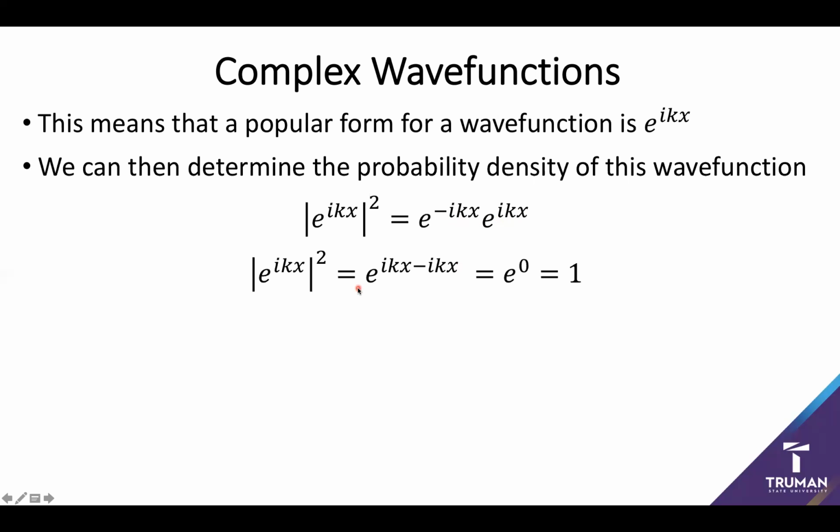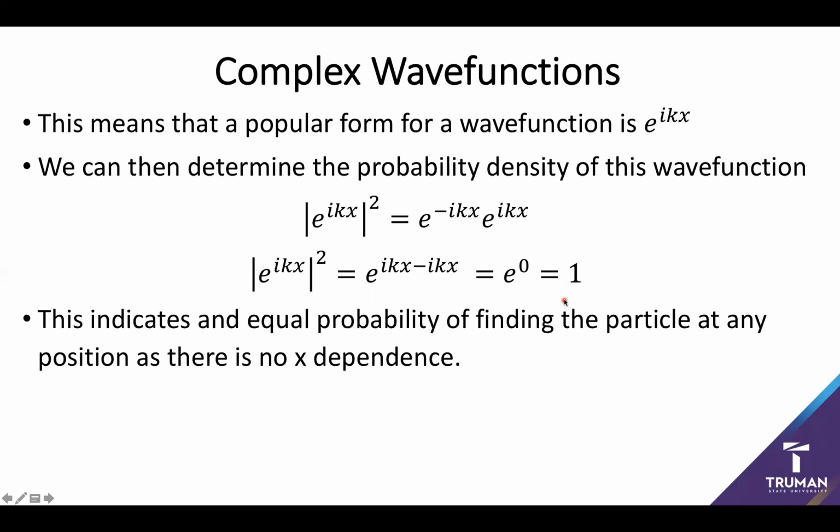So this means that for the probability density, I have an answer of e to the 0, which is the same thing as 1. Now, this seems a little bit weird, but what this really indicates is that the probability of finding a particle at any point in space is the same as finding a particle at any other point in space. Because remember, my probability density is proportional to the probability. And if everybody's probability density is the same, it means everybody's probability is the same, as again, we have no x dependence. So no matter where you are, I'm equally likely to find the particle anywhere.